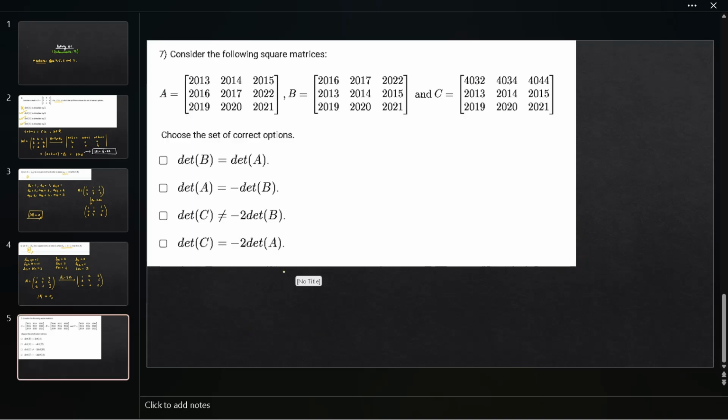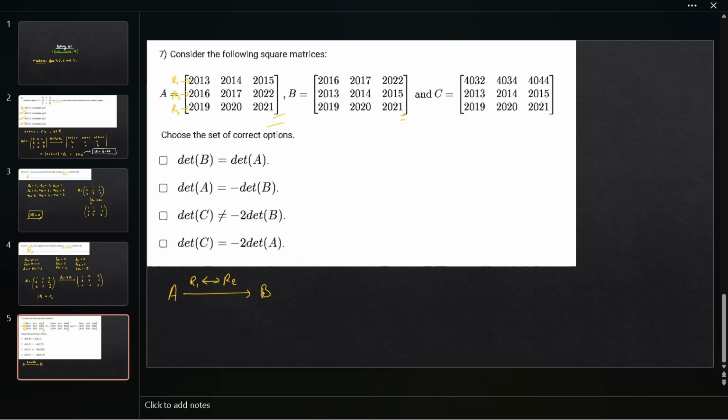Quickly moving on to question 7 that says A, B, and C are three different matrices and we have to select the correct set of options. So how can we go from A to B? A is this, B is this. Here we can observe that this is our row 1, this is our row 2, and this is our row 3. If we just exchange row 1 and row 2 in the matrix A, we will obtain matrix B.